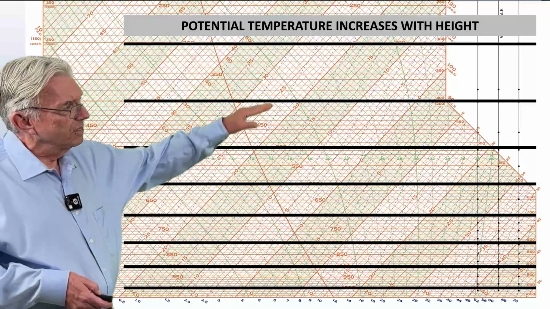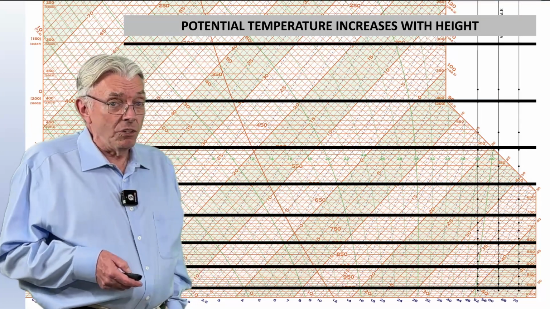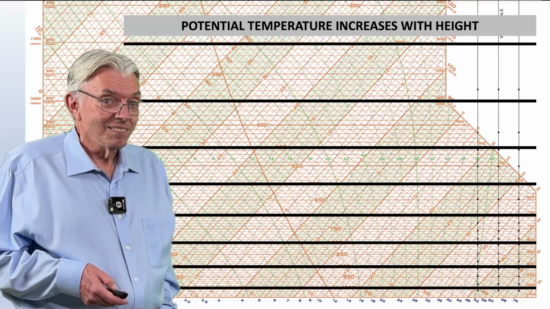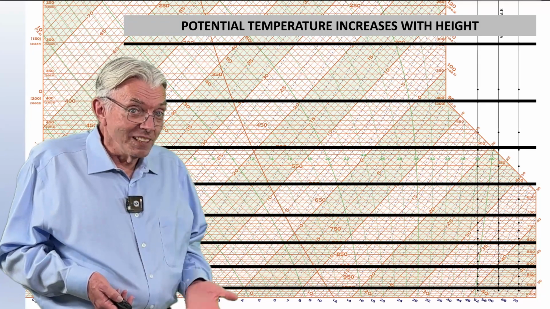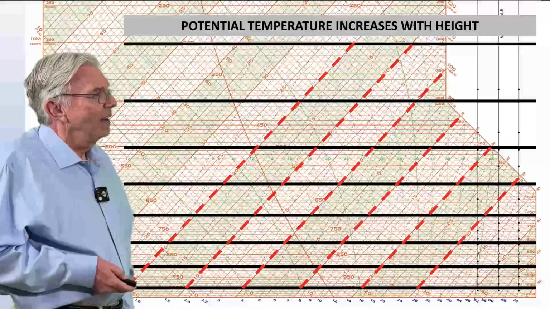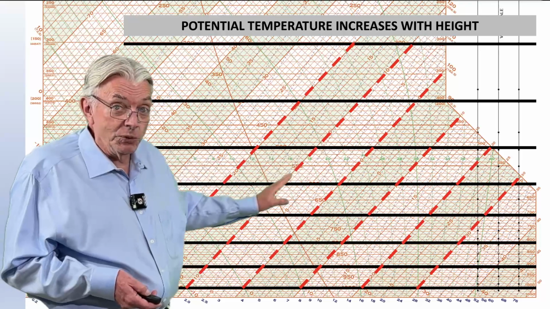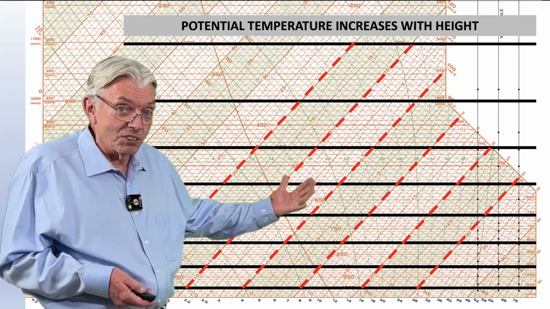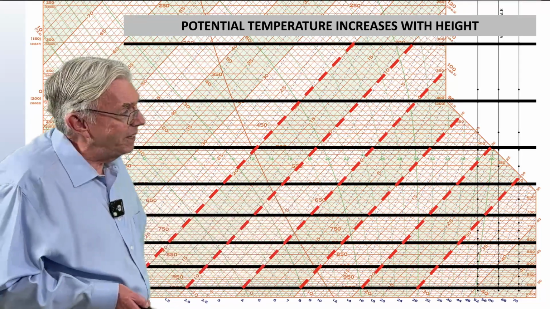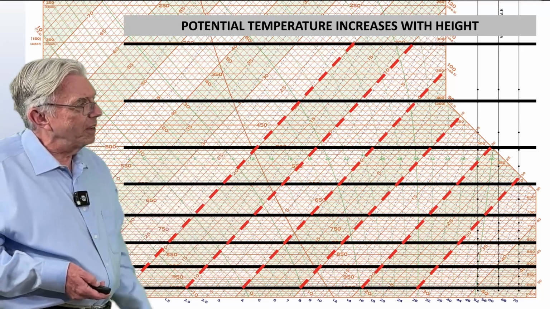And here are our pressure lines, okay? Now, potential temperature is going to increase with height. Regular temperature normally decreases with height. Potential temperature increases, and I'm going to explain why. So these are the isotherms. These are the skewed T lines, hence the chart being called Skew-T log P. So we've got our isotherms, we have our pressure levels, okay?